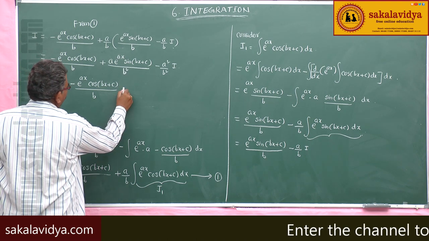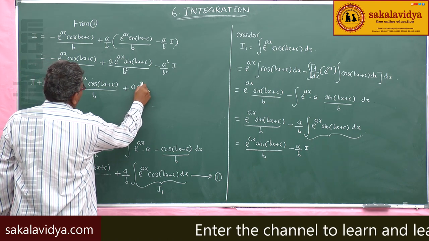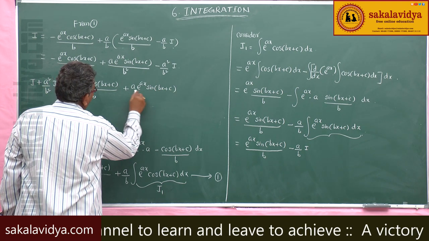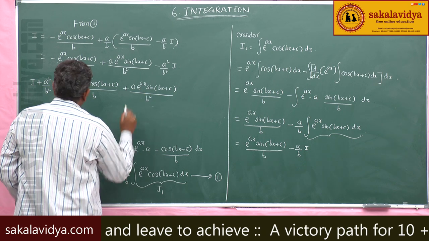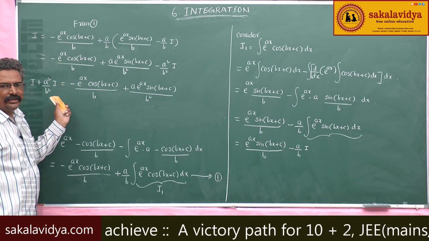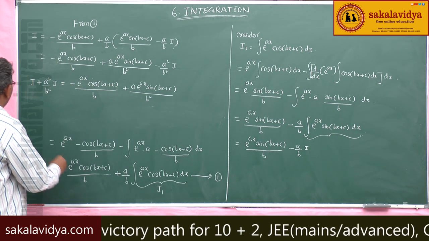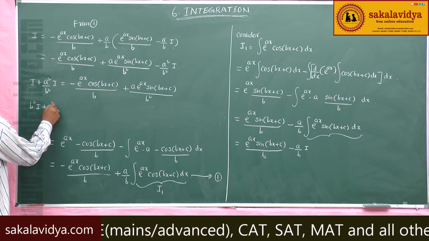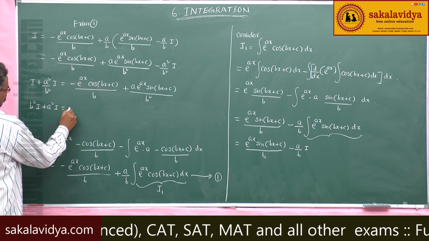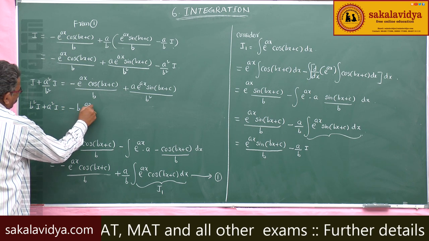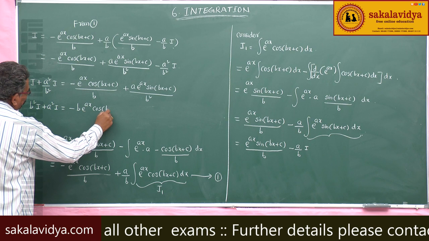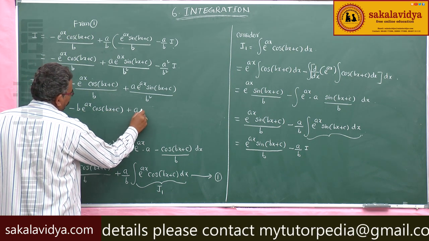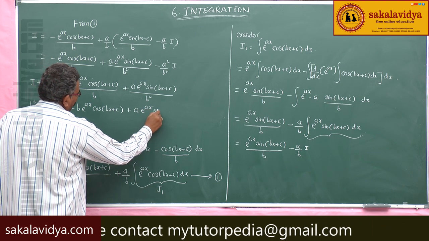plus a e power ax sin of bx plus c by b square. Multiply b square both sides. So then we get b square I plus a square I equals minus b e power ax cos of bx plus c plus a e power ax sin of bx plus c.